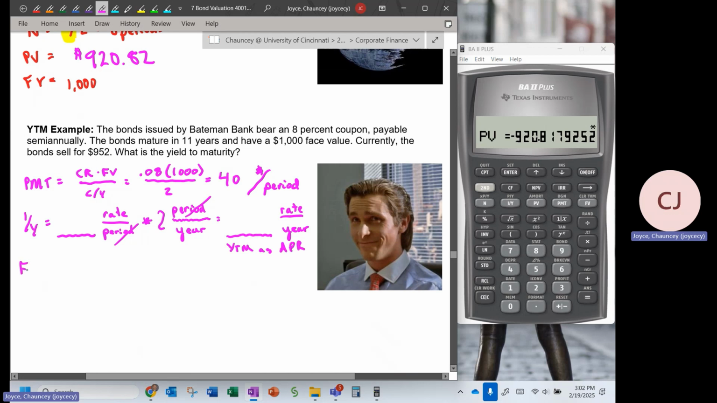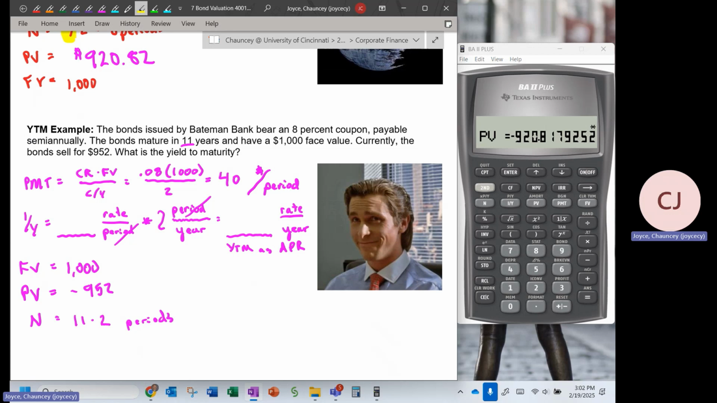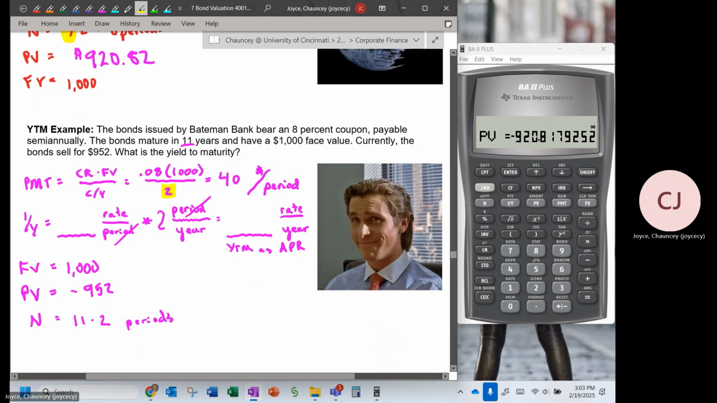So let's fill out the rest. Our face value was 1,000. Our price, what it's selling for, our present value, is negative 952. And time is 11 years. 11 years times 2 periods per year is 22 periods. So let me just double check that we have made adjustments for timing, risk, and magnitude. We have a semi-annual payment. We will multiply our yield to maturity answer by 2, and we have correctly accounted for time there.